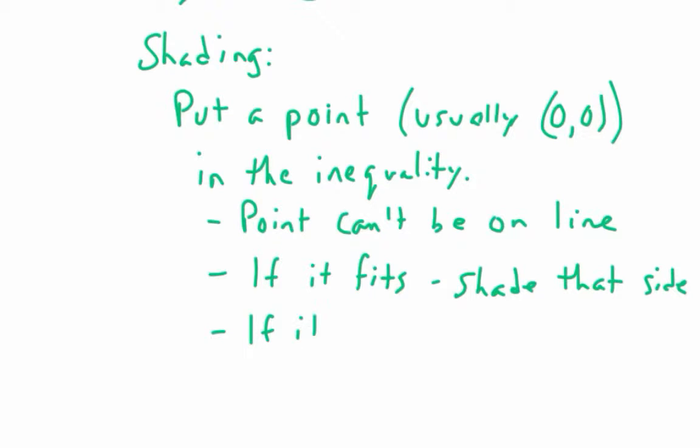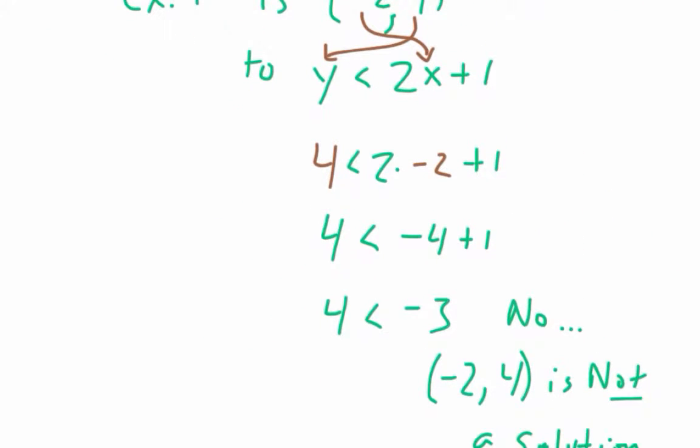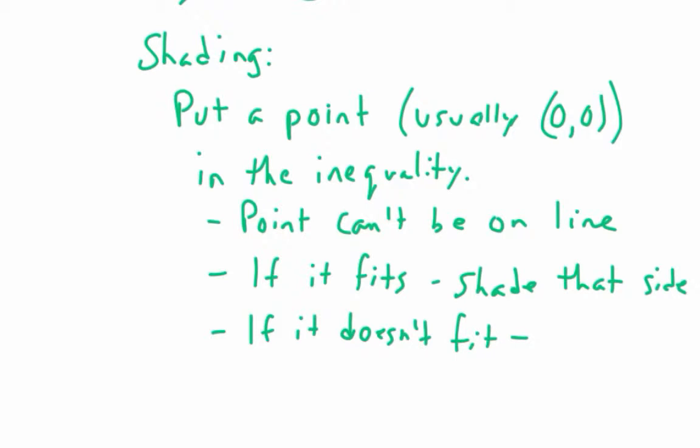If it doesn't fit, and by that I mean if we came up with an example like this where we had 4 is less than -3, if it's something that just comes out blatantly not true, shade the other side. So that's the real quick review on how to do the graphing. Does that make sense? And then the plan is we'll just do a couple of the graphs.